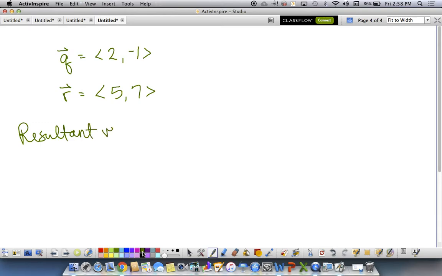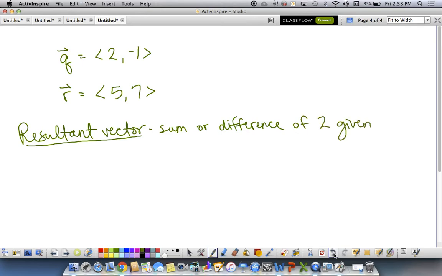Okay, if I wanted to add two vectors, we actually call that a resultant vector. I'll go ahead and define it. A resultant vector is just the sum or difference of two given vectors. So the sum or difference, because you can subtract, the sum or difference of two given vectors.